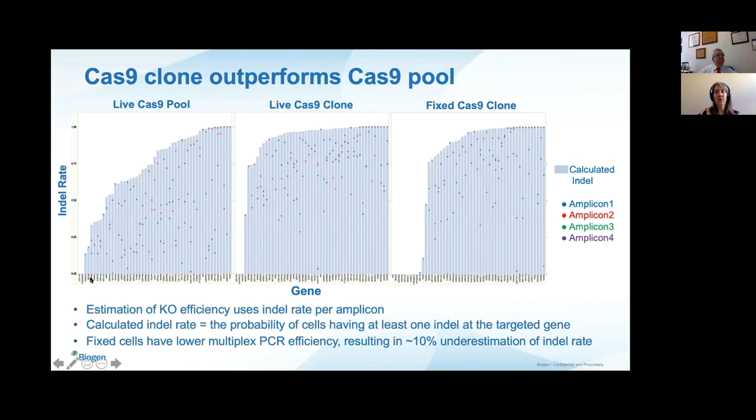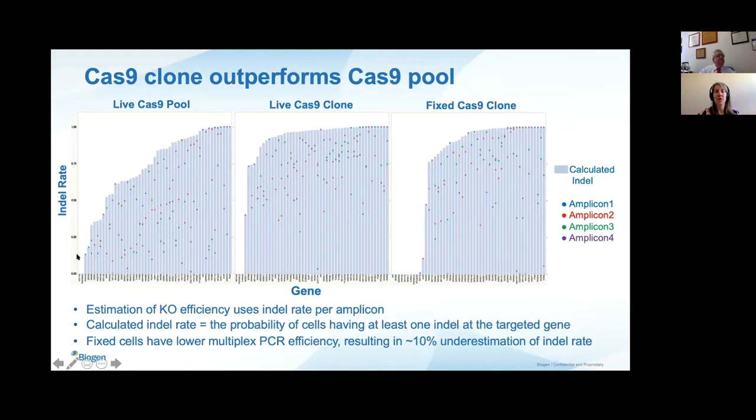And so what's being shown here on this graph is, on the x-axis, the gene names. On the y-axis is a calculated indel rate. So each dot represents an amplicon, and each bar is a calculated indel rate, which is the probability of the cells having at least 1 indel at the targeted gene. And there are some assumptions here. We assume that the guides all get into the cell and act independently. But we use this to quickly ascertain what our best clone was, as well as to QC our actual screen.